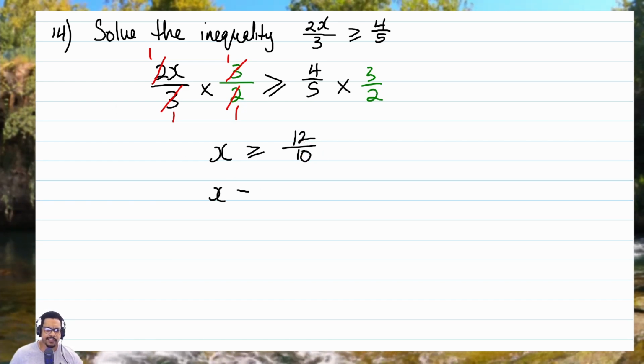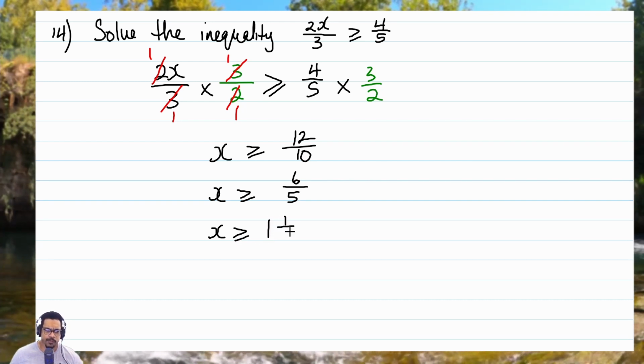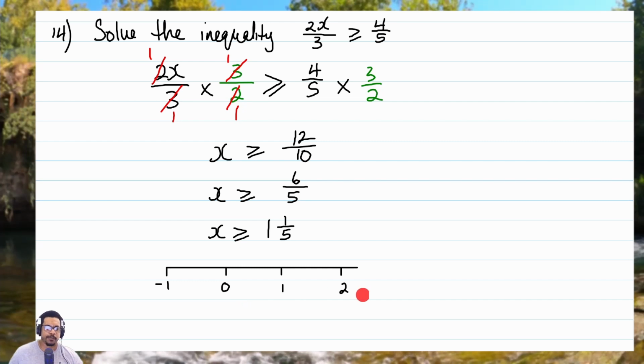So I'll have x is greater than or equal to 2 into 12 is 6, and 2 into 10 is 5. So I'll have x is greater than or equal to 5 into 6 is 1, remainder 1 over 5. So here I have my number line, and I'll have to estimate where 1 and 1/5 will be. So I know it's more than 1, so I just estimate where the 1/5 will be. So I'll draw my circle about here, meaning that here will represent my 1 and 1/5, and I'll shade my circle and draw my arrow going towards the right.